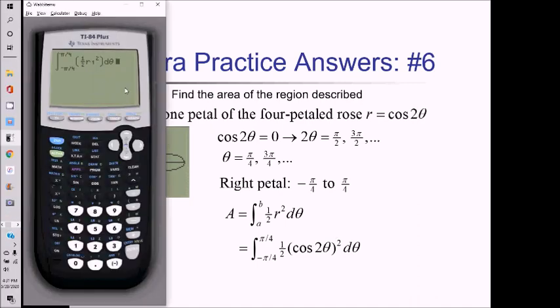So here's what this looks like on the calculator. So I've got my negative pi over 4 to pi over 4 limits of integration. I have 1/2, and I was a little bit lazy since I stored cosine of 2 theta as r1 in my y equals. I just did alpha trace and pulled r1 off my menu. Just don't forget to square it. And we have a theta there. Press enter, and that's 0.393.